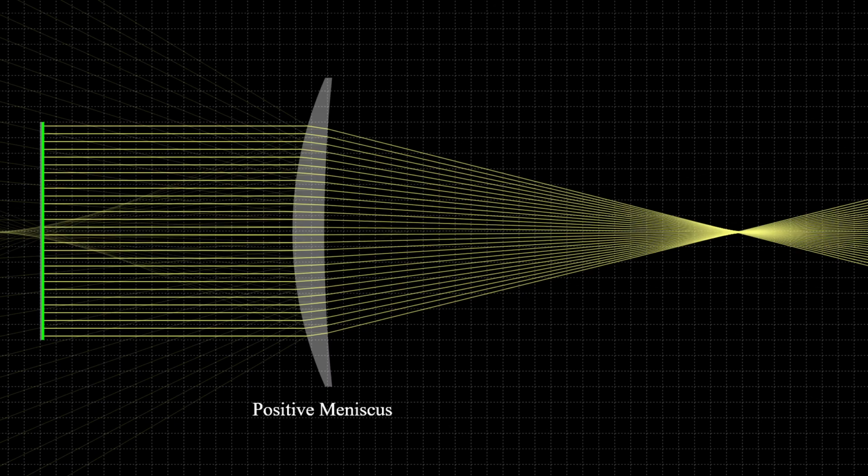Now we have convexo-concave. It's convex on one side, concave on the other. But the convex curvature is greater than the concave curvature, so this lens ends up being a converging lens or a positive lens. It's also called a meniscus lens, or in this case, a positive meniscus.